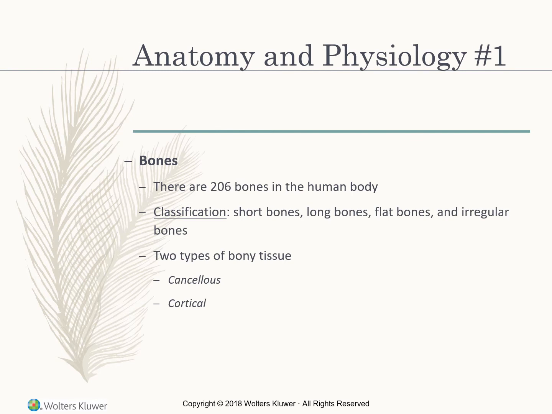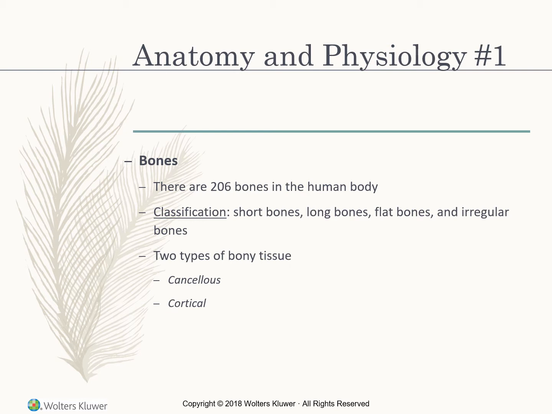The human body has 206 bones. The bones of the skeleton are classified as short bones, such as those in the fingers and toes, long bones, such as the femur and ulna, flat bones, such as the sternum, and irregular bones, such as the vertebrae.